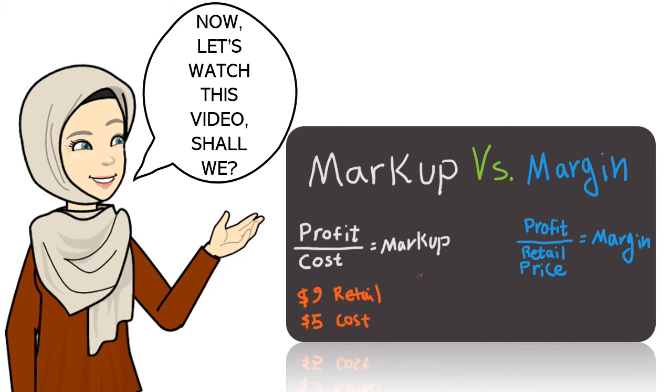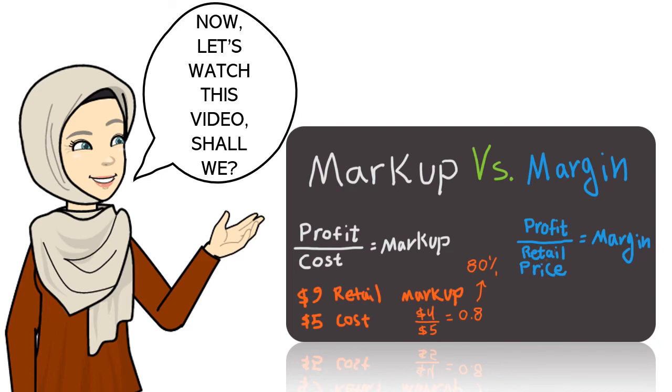If we try to calculate the markup here, then our markup would be a profit, which is $4, divided by $5, which is our cost, equals 0.8, or we can simply say 80%. So we have 80% markup for this particular product.